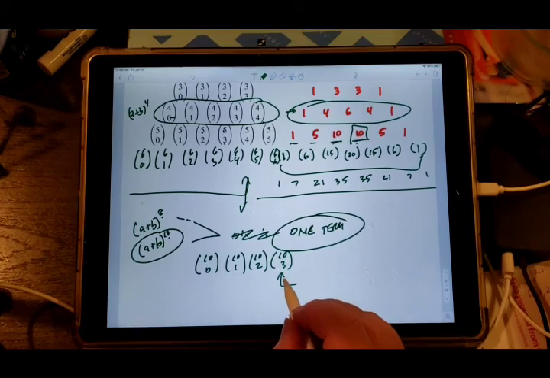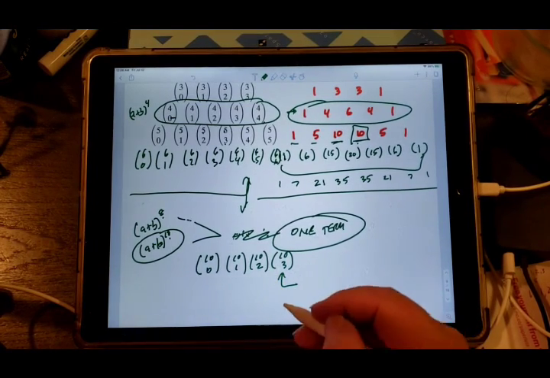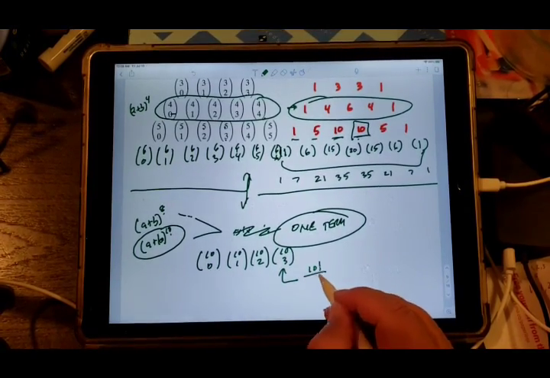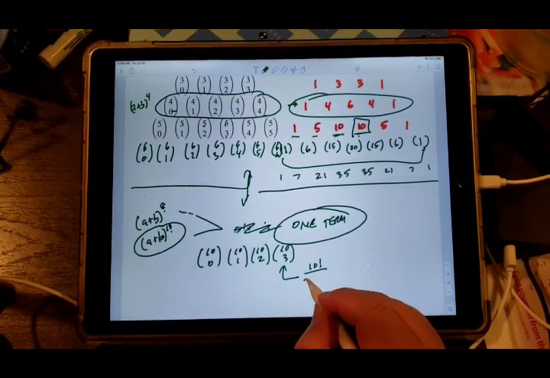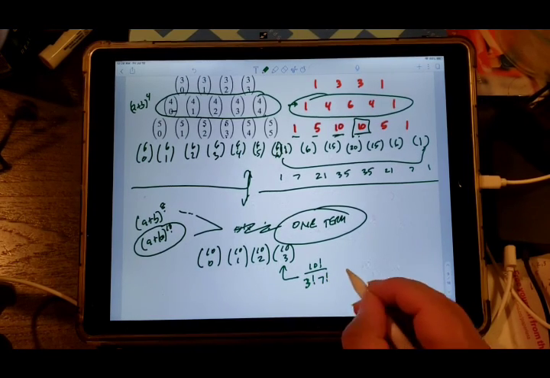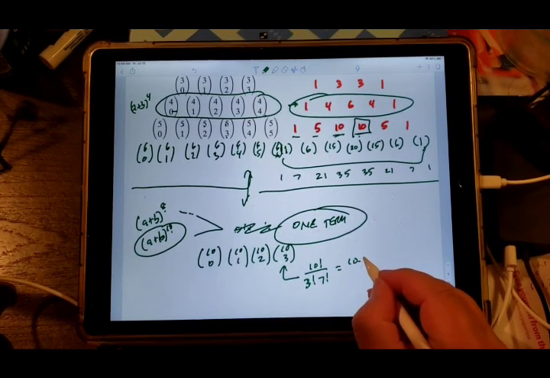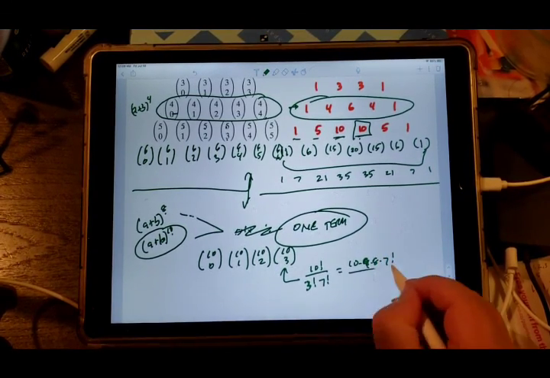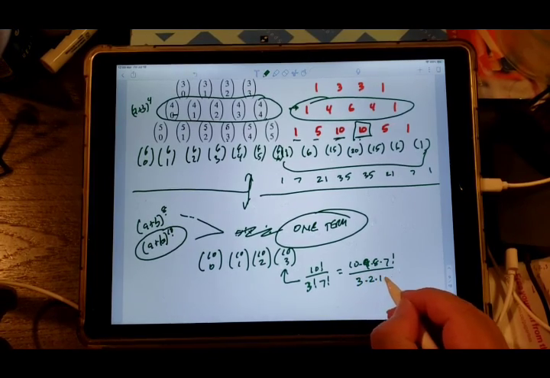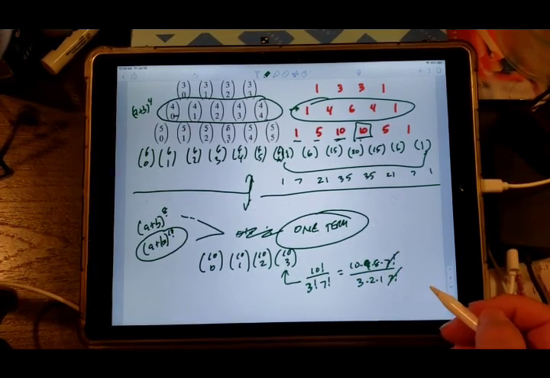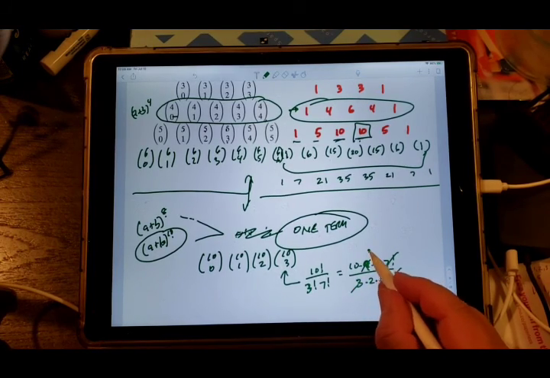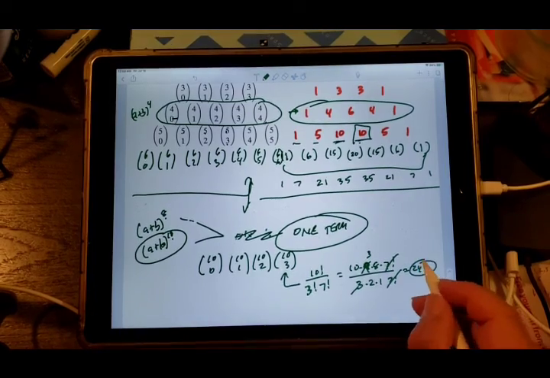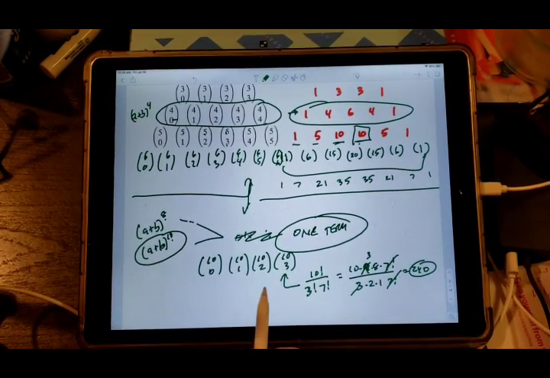Let's say I just wanted one term, and I knew for whatever reason, after doing my analysis, that the coefficient was 10C3. Well, that's going to be 10 factorial over 3 factorial times 7 factorial. That's 10 times 9 times 8 times 7 factorial. Cancel the 3. Looks like I'm going to get 240.